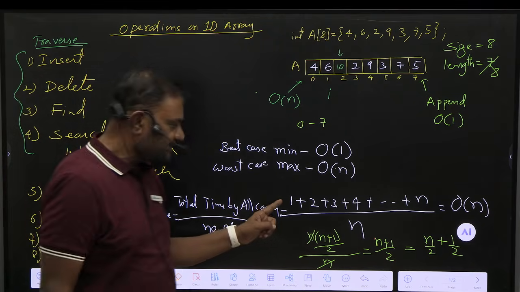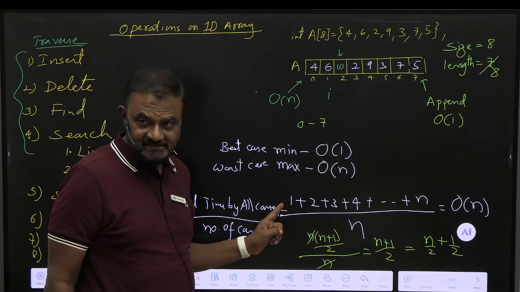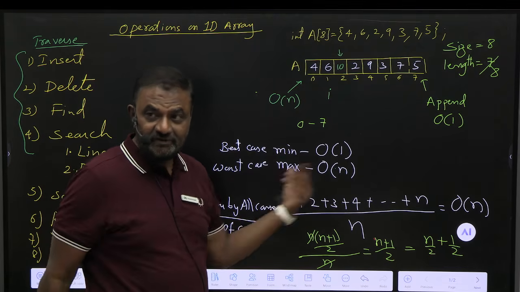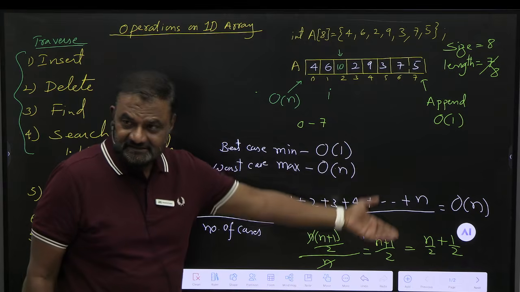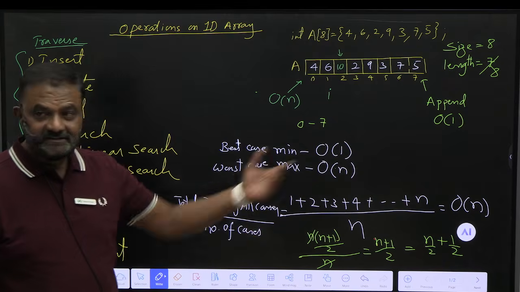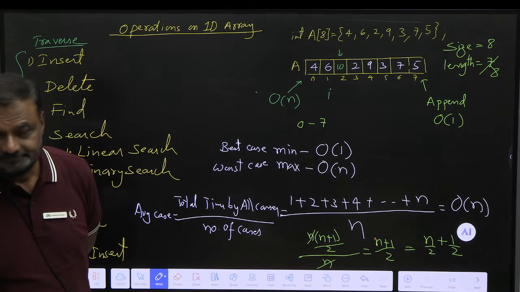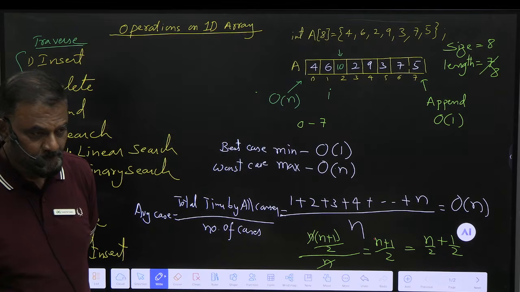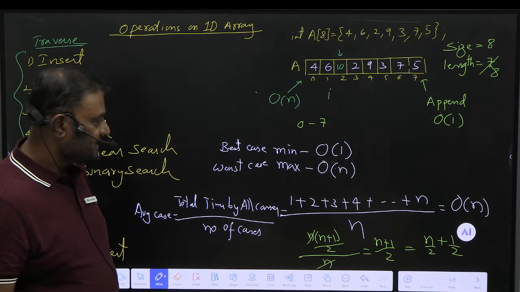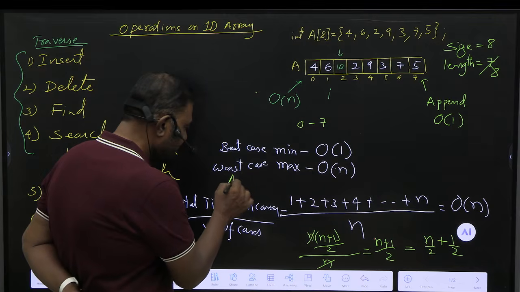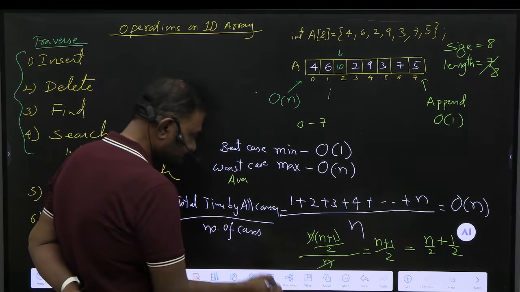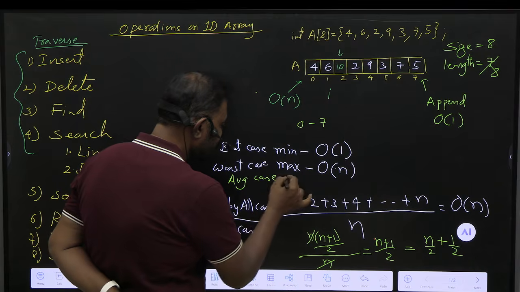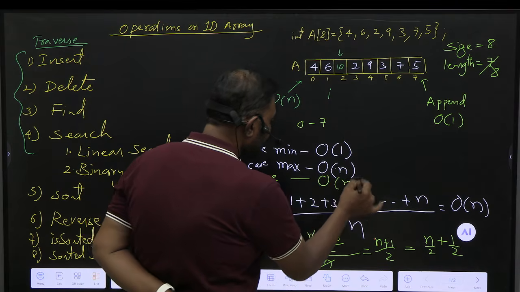So now we are finding average case. Inserting at last position, then before last, second last, third last, fourth last. In this way we are taking them and then dividing by n. It's order of n. So average case is also order of n.